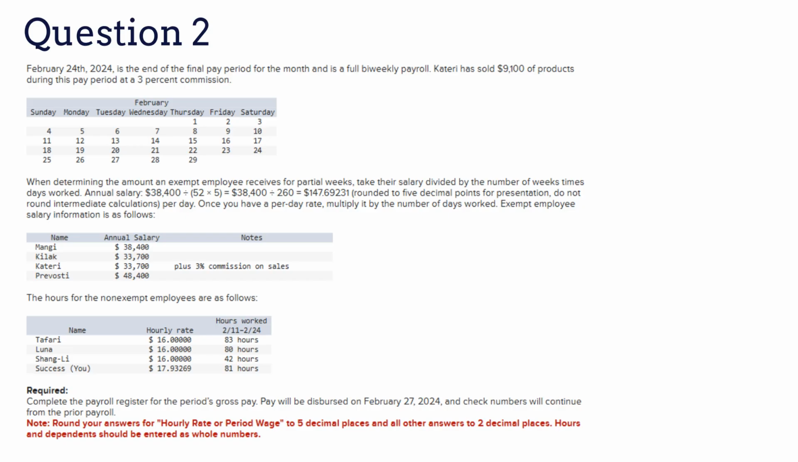The annual salaries for the exempt employees are the same, but you'll have to calculate the period wage again because this new payroll period has 10 working days versus the 7 working days in the prior period. The hourly rates for the non-exempt employees are the same, but the hours worked have changed. Let's start again with the first 2 employees, Terry Mangy and Jace Tafari.